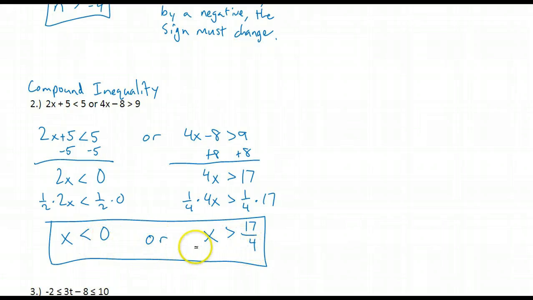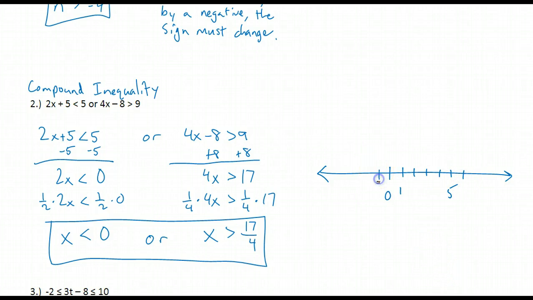To graph this compound inequality, I'm going to draw one number line and graph both of these inequalities on the same number line. I'm going to put an open dot at 0 and an open dot at 17/4. 17/4 is 4 1/4. So it's at 4 1/4.